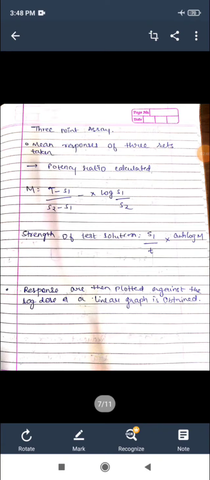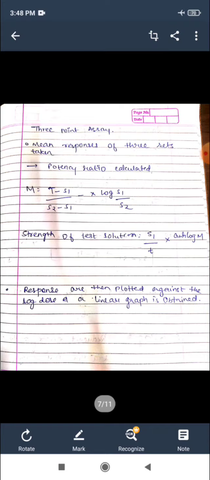The mean is equal to the test minus S1, or divided by standard 2 or standard 1, into log D. So the strength of the test solution is S1 divided by T into anti-log mean. So this is the calculation part. We will see this part in our practical session.